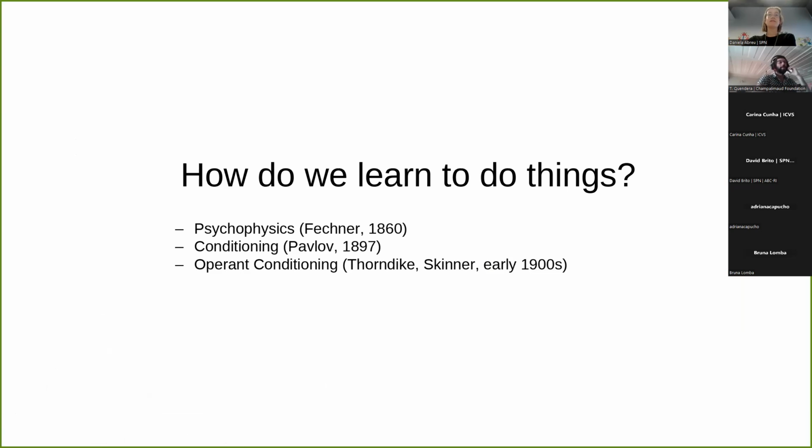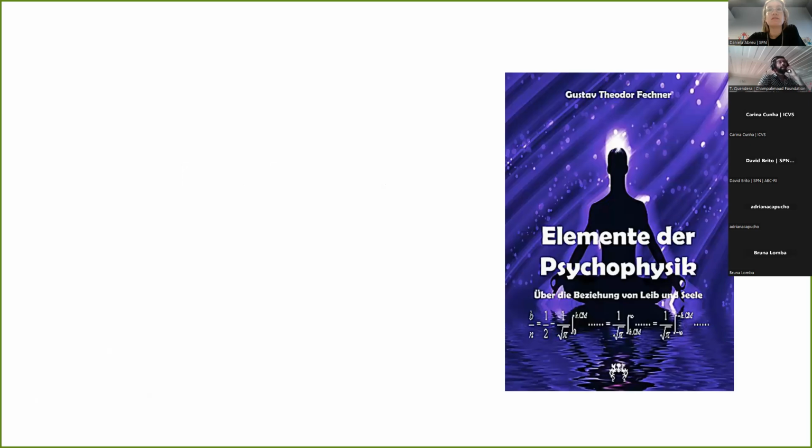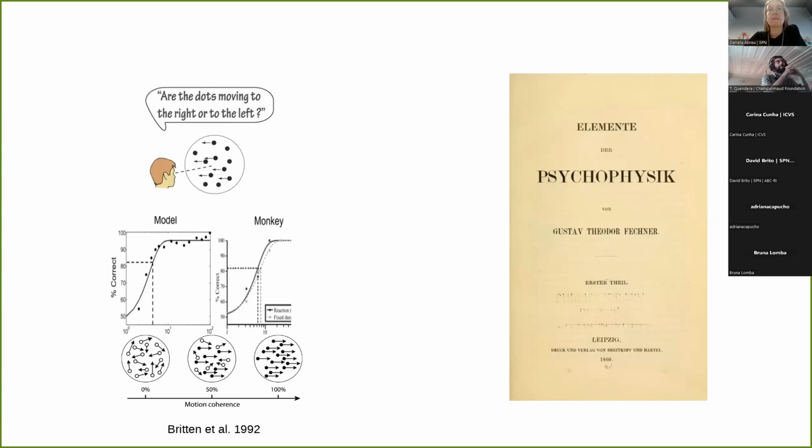I'm having a more philosophical undertone in this introduction, and I'm going to the early 1860s, where Fechner wrote this book called The Elements of Psychophysics, which, at the time with a less esoteric cover, had laid the foundation for what today is most of behavioral neuroscience and behavioral psychology.